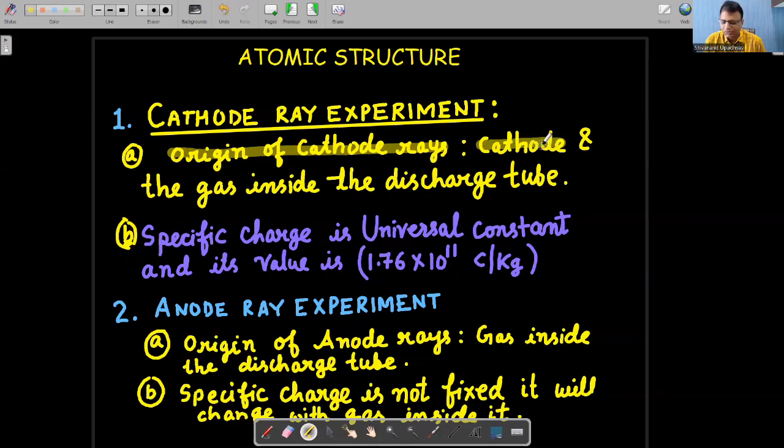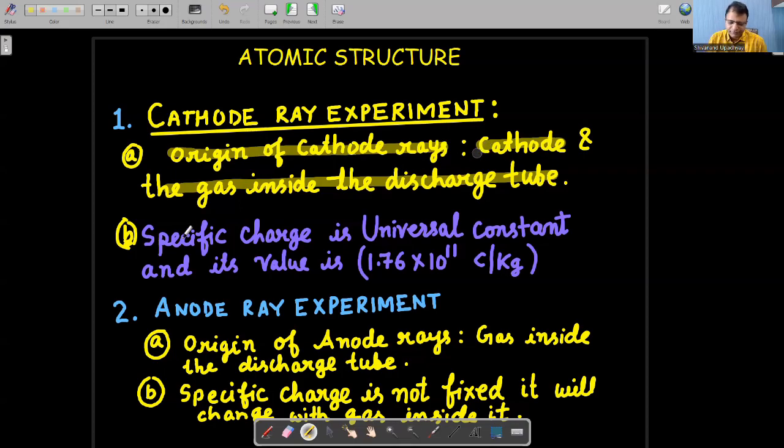So cathode is the origin of cathode rays, and the other thing is the gas inside the discharge tube, because when these cathode rays are coming from the metallic plate, they will ionize the gas inside the discharge tube, or they can excite the gas inside the discharge tube. When they are ionizing the gas, the electron will go away from those atoms or gaseous molecule, and we know that cathode rays are made up of electrons. So there are two origins for cathode rays. One is the metal plate and the other is gas inside the discharge tube.